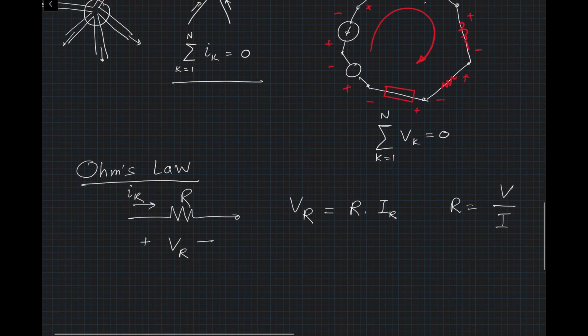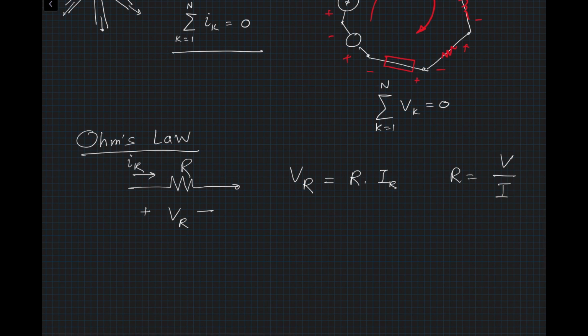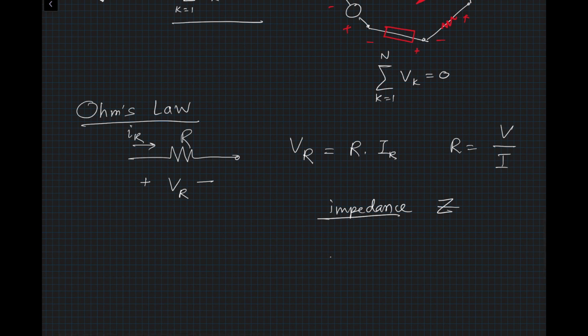Now, as we move forward and get into more complex circuits, we talk about something called impedance. I'm just introducing the concept. The complex impedance is denoted as Z, and in that case, Ohm's law is still valid. Let's say this is your impedance Z, this is the voltage V_Z, and this is the current I_Z flowing here. Then we say that V_Z is equal to Z times I_Z.